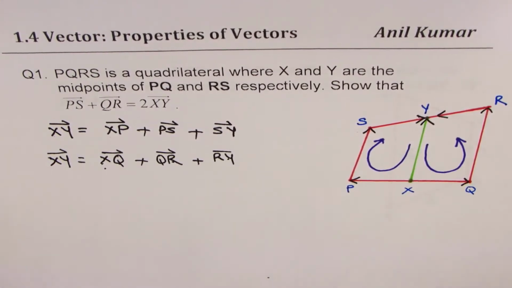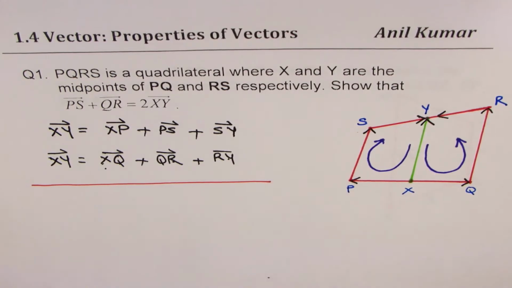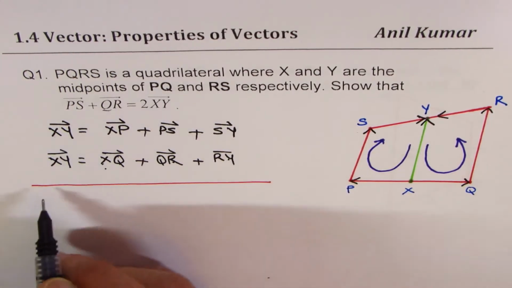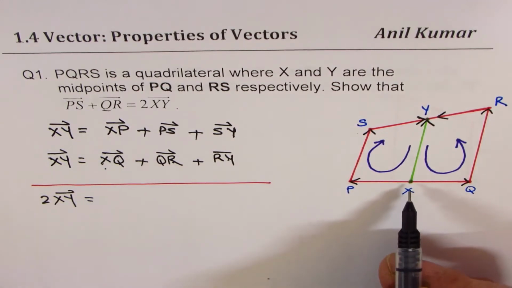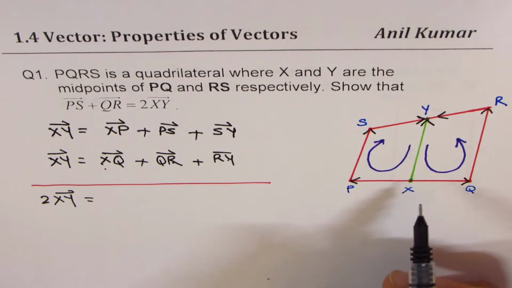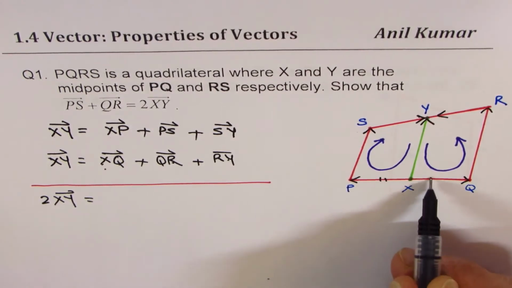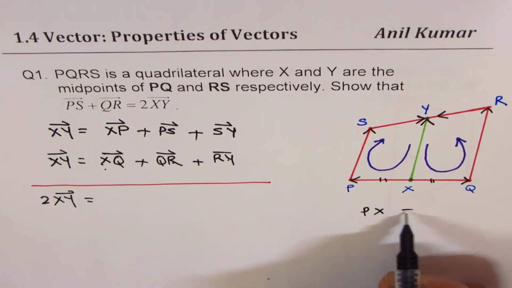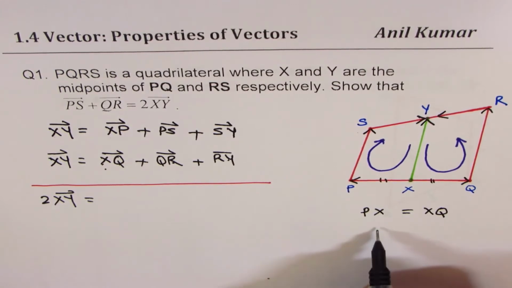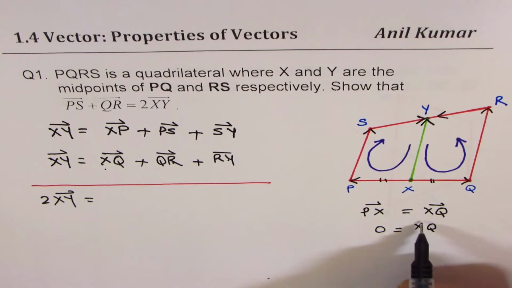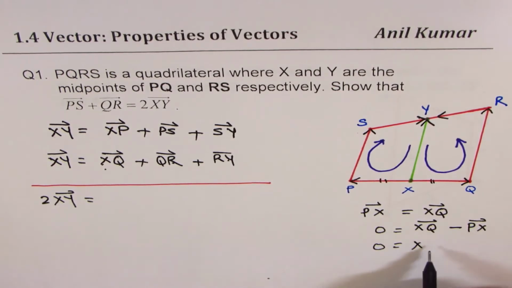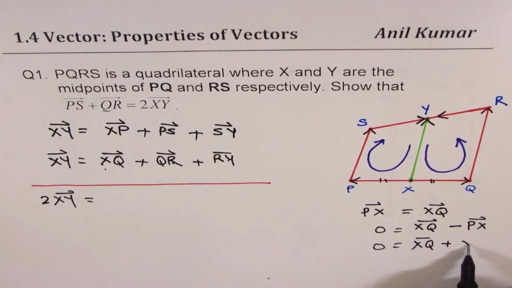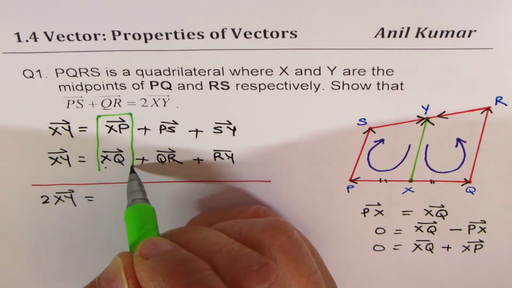Perfect. Now if I add these two, what do I get? Check it out. xy gives me twice xy. The first two terms, xp and xq. See, xp and xq, if you add them, what should you get? You should get 0, right? Since you know these are the midpoints, and what we know is that px is equal to xq, right? So I could write 0 equals to xq minus px. But if I change this direction, then this becomes negative of negative. So xq plus xp becomes 0. So what I'm trying to say here is that these two terms add to 0.